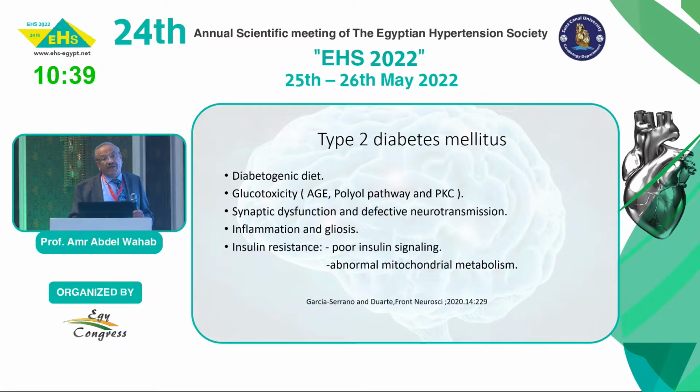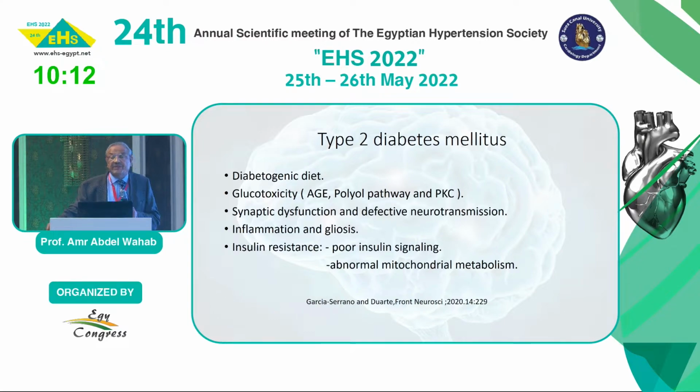As for type 2 diabetes, we have several mechanisms. Even before the development of diabetes, a diabetogenic diet is injurious. A high fat content or high fructose content induces hippocampal injury and hypothalamic injury.